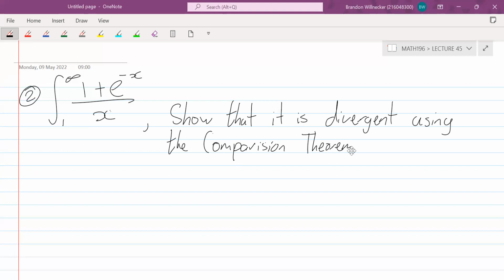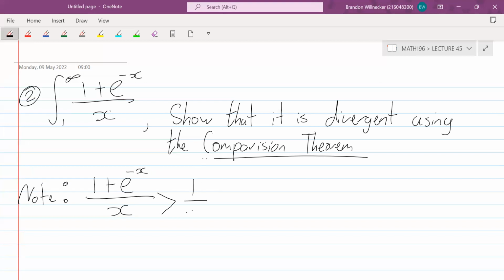Okay, now you could just do it directly. You could integrate this directly and see what you get, but we want to try and make things simpler by using the comparison theorem. Okay, so note that (1 plus e to the minus x) over x is greater than 1 over x. Okay, so it must be bigger because we are adding something extra to it.